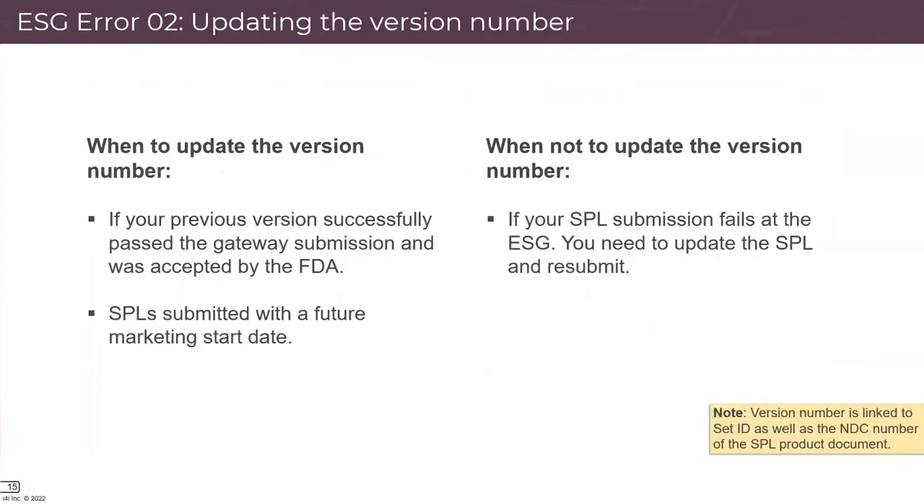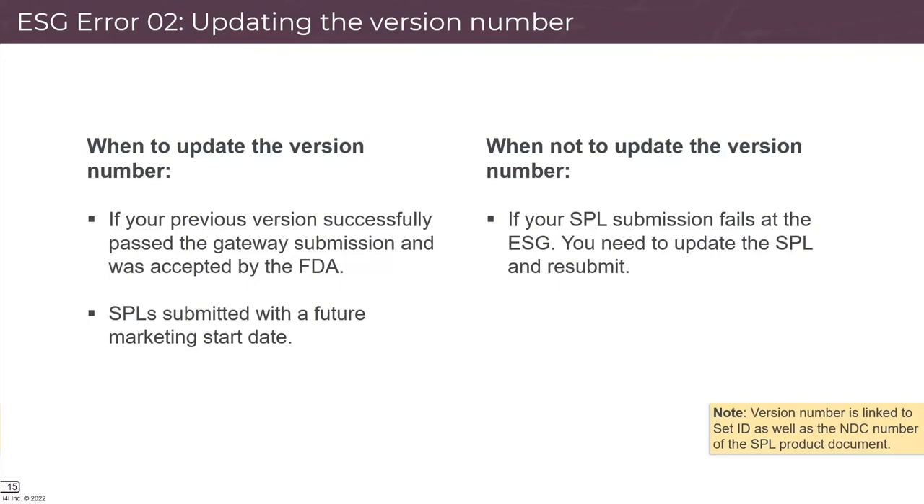So when should you update the version number? The answer is whenever you make an update to the SPL and the SPL is accepted by the FDA, the next update should have an incremented version number. Another reason for this mismatch would be that if the SPL was submitted to the FDA with a future marketing start date and the SPL gets accepted by the FDA but it's not posted on DailyMed or the FDA's label repository because of the future date.